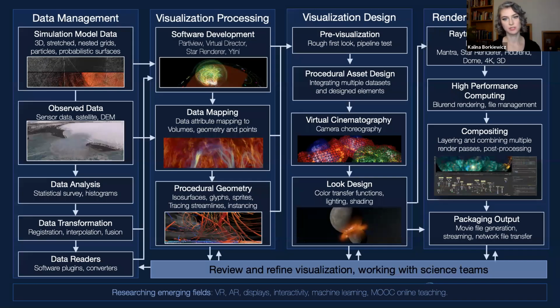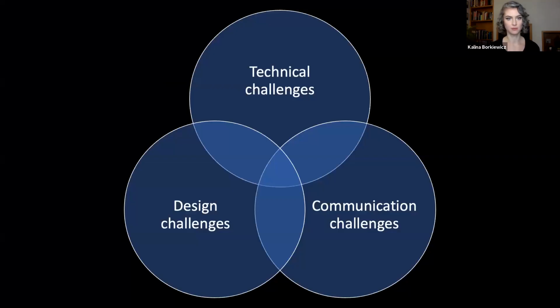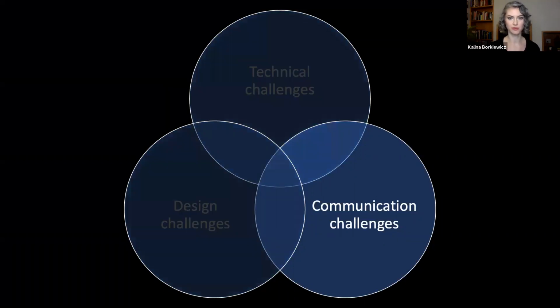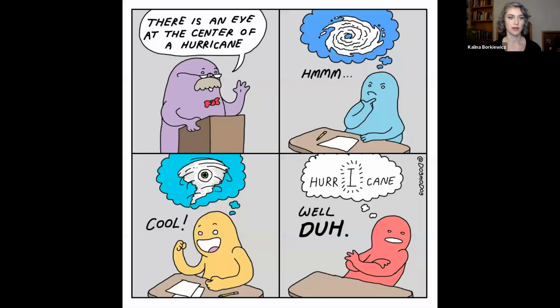Creating these sorts of visualizations involves quite a complex pipeline that I am not going to cover in detail, but that I will simplify by saying that it involves solving 3 types of overlapping challenges. I'll go through all of them, starting very briefly with the issue of science communication. I love this comic because I feel like it explains this issue rather well and in a funny way.